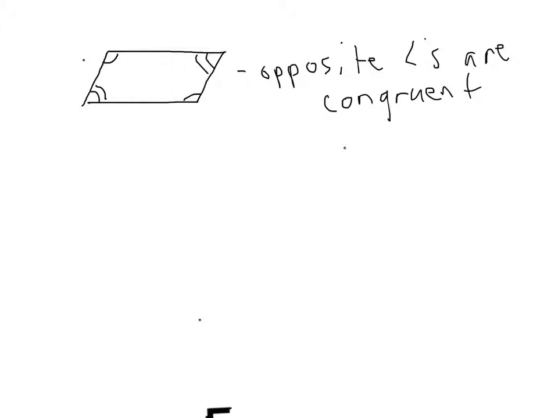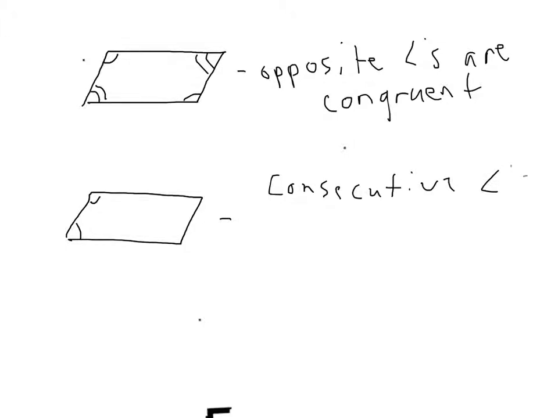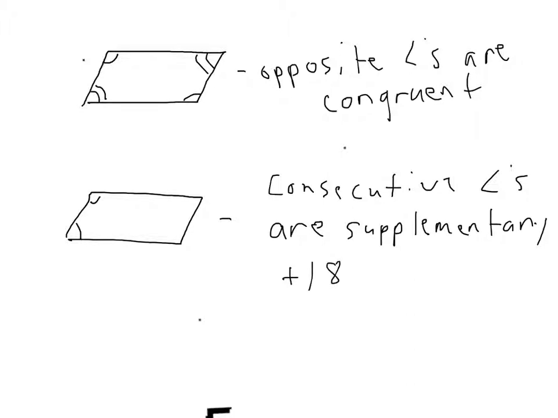Okay, second thing you need to know is that if you have a parallelogram, its consecutive angles are going to be supplementary. So if you add up your two consecutive angles, it will be supplementary. So you need to write down consecutive angles are supplementary. And remember, supplementary means add up to 180 degrees.